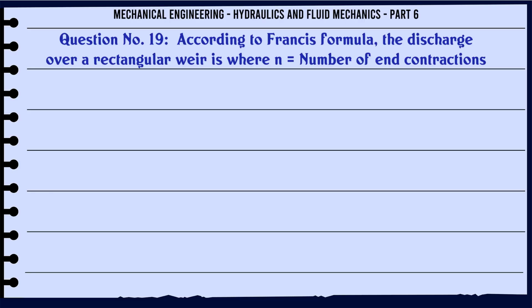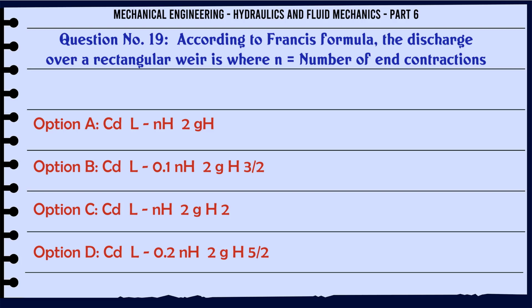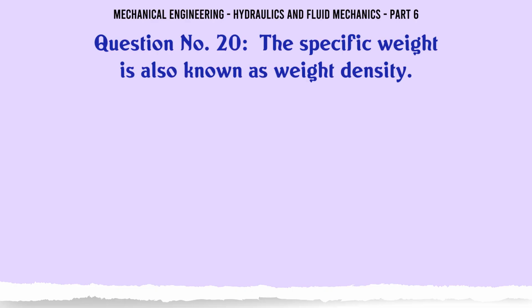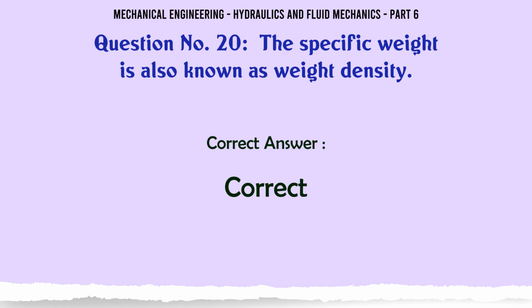According to Francis' formula, the discharge over a rectangular weir is, where n is the number of end contractions, A. CdL(H)√2gH, B. CdL(L-0.1nH)√2gH^3/2, C. CdL(H)√2gH^2, D. CdL(L-0.2nH)√2gH^5/2. The correct answer is CdL(L-0.1nH)√2gH^3/2. The specific weight is also known as weight density. A. Correct, B. Incorrect, C. D. The correct answer is correct.